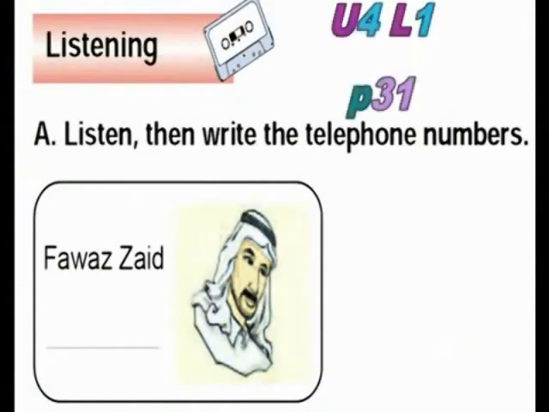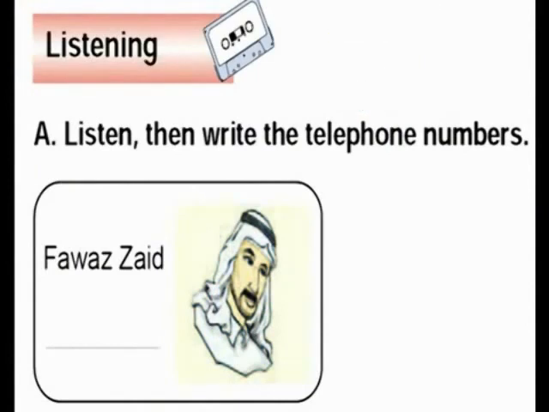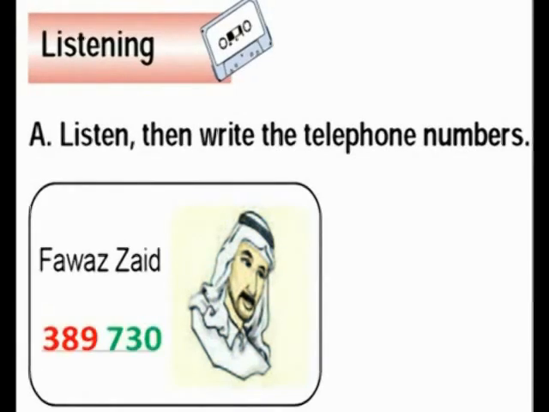Unit 4, Lesson 1, page 31. Listening task. Task A. Listen to people asking about their friends' phone numbers. In your books, write down the correct numbers. Conversation 1. You know, Fawaz has moved to a new house. Oh, do you have his new phone number? Yes, it's 389-730. Can you say that again? It's 389-730. Thanks a lot.